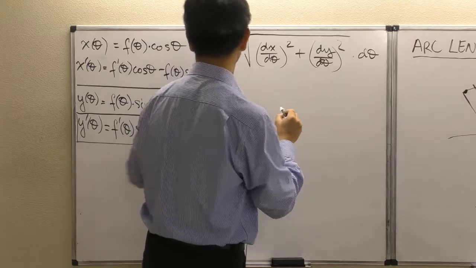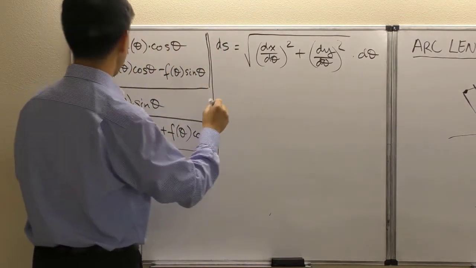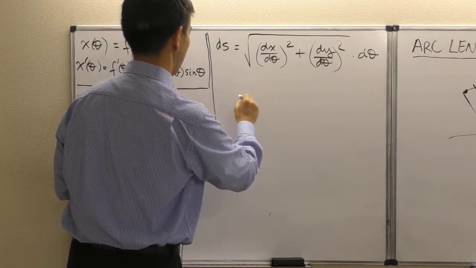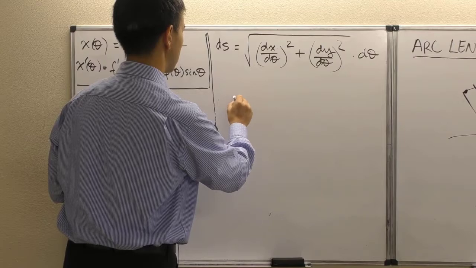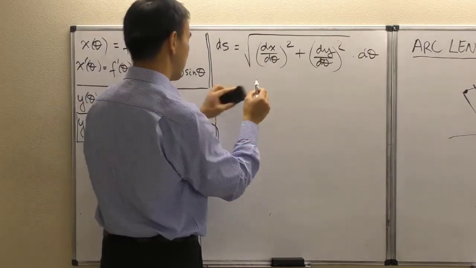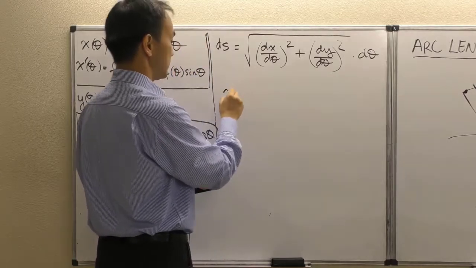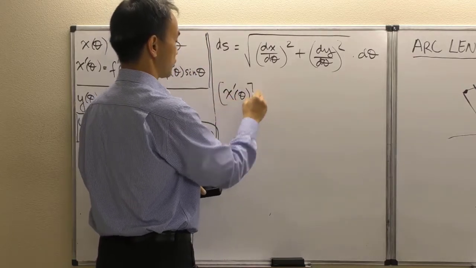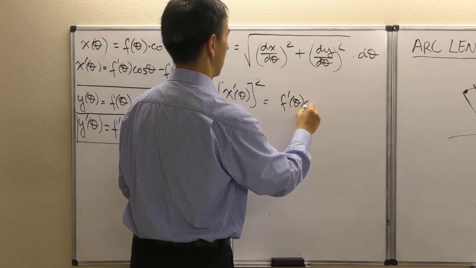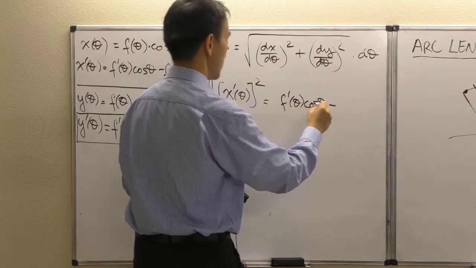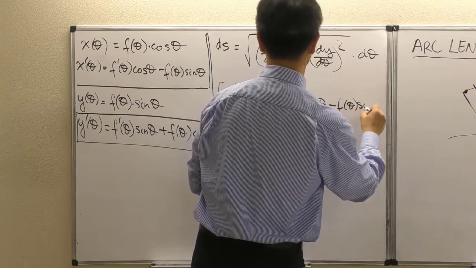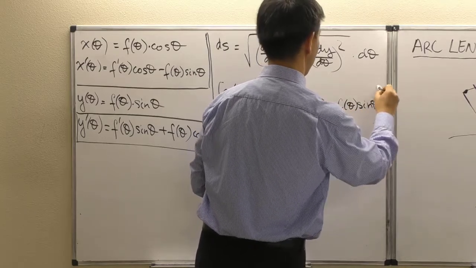I'm having a little bit of a hard time organizing the space right here. Just think about it this way. Before I get any further into the square root, let's just think about the x prime of theta all square. That is the square of this expression right here. We are going to initially square this expression.